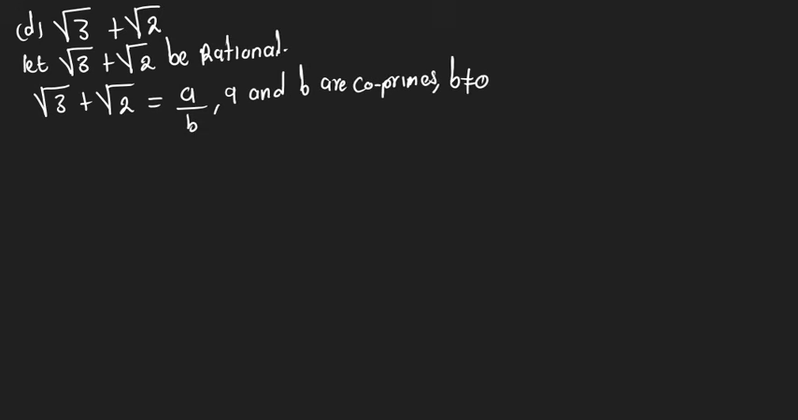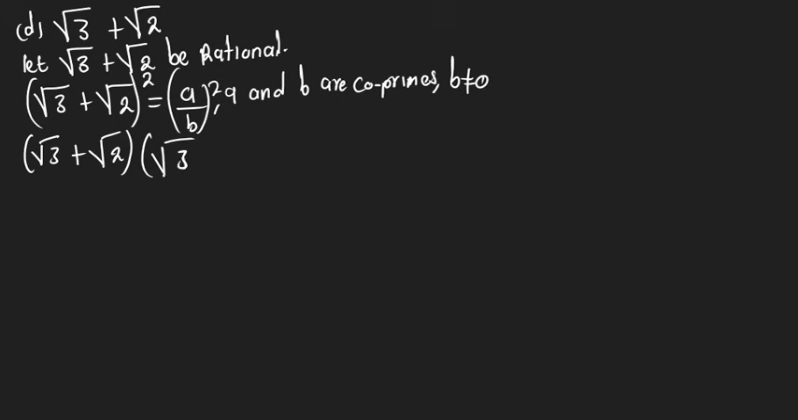Now, you need to know how to multiply this because you're going to say to the power 2, even this side to the power 2. So this is just the same as root of 3 plus root of 2 multiplied by root of 3 plus root of 2 equal to a squared over b squared. Now, how do you multiply this? This part multiplied by that part. Root 3 multiplied by root 3 is going to give you 3. We just cancel the roots.